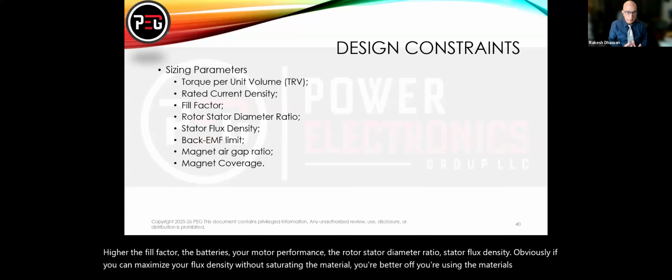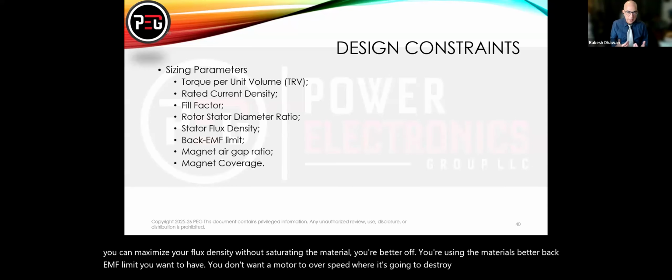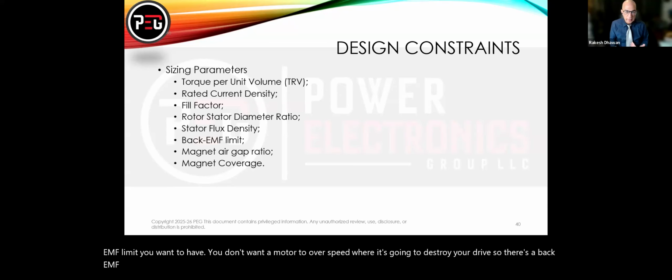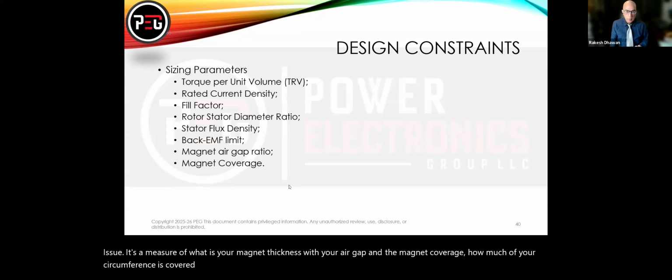Back EMF limit. You don't want a motor to overspeed where it's going to destroy your drive. So there's a back EMF limit. Magnet air gap ratio: it's a measure of your magnet thickness relative to your air gap. And the magnet coverage: how much of your circumference is covered with the magnet, right? So important design considerations as well as constraints.